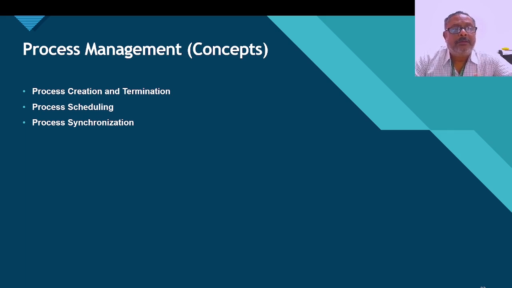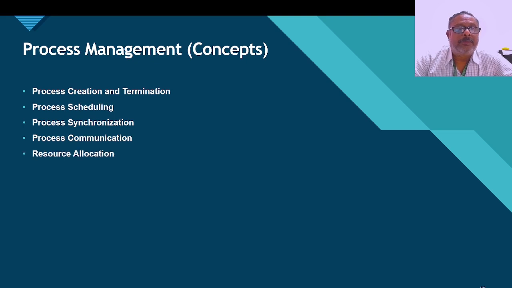So when the process is interacting with the IO devices and other peripherals, then there has to be proper synchronization, so that's taken care of by the process management. The communication among the processes is another activity taken care of by the process management. There are various resources available, and these resources have to be properly shared among the processes, and this responsibility is also with the process management system.